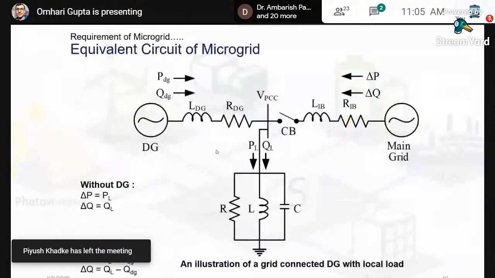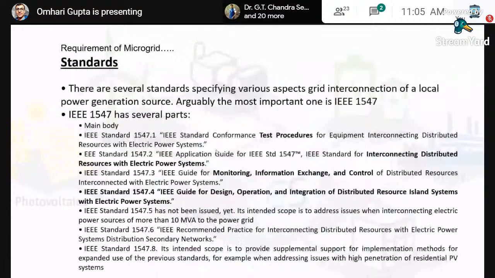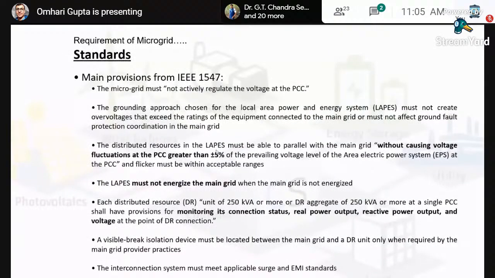Going back to the standards. Each distributed resource, a unit of 250 kV or more, or aggregate of 250 kV or more at a single PCC, shall have provisions for monitoring its connection status, real power output, reactive power output, and voltage at the point of DR connection. Okay. A visible break isolation device must be located. Even if you have power electronics based switches, a visible isolation should also be there.